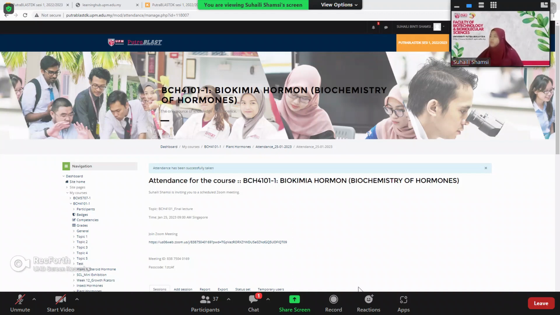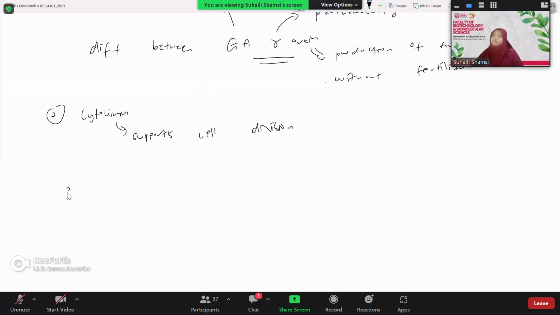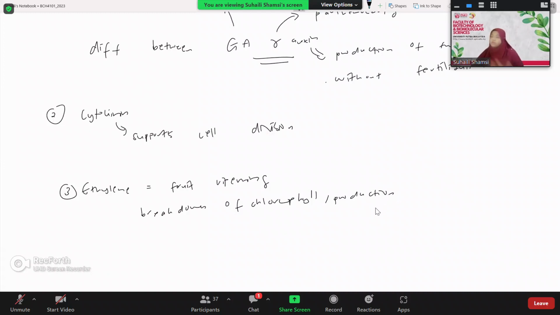And then we have talked about another hormone known as ethylene. Ethylene is very familiar with fruit ripening. So what are the processes involved in driving the ripening of fruits? All right, breakdown of chlorophyll and production of accessory pigments to support the color production in fruits.